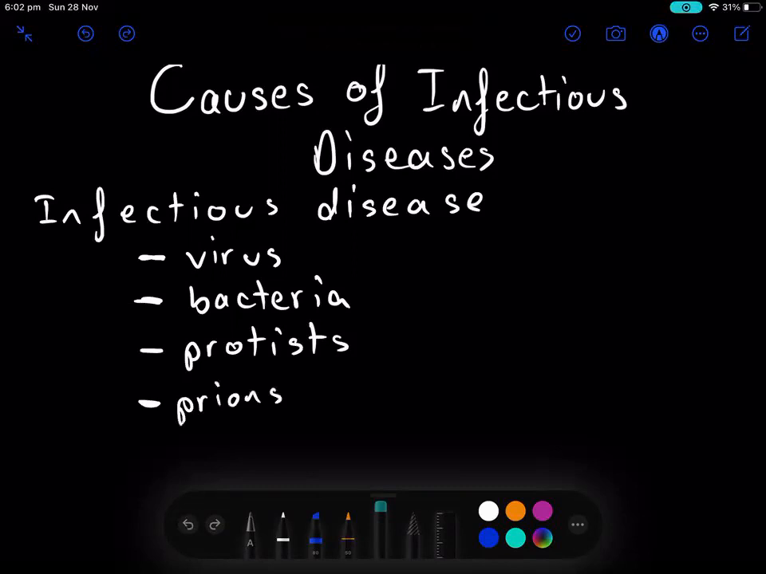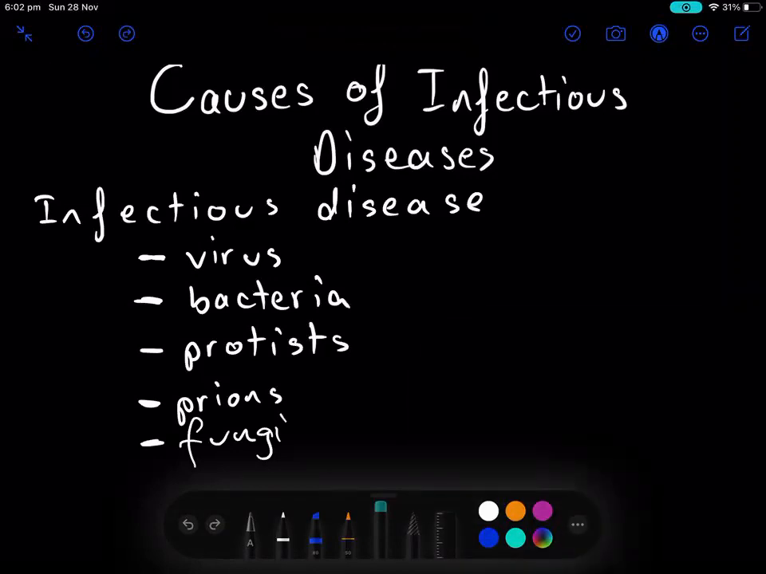So prions are a bit unique in that they are acellular. They are actually misfolded proteins. An example of that would be the causative agent of mad cow disease. And finally, we've got fungi. Fungi are quite a common infection. However, they're not always going to cause a large amount of damage to the host tissue. Okay, so now that we've covered our infectious disease causative agents, next we'll be looking at who can get sick.